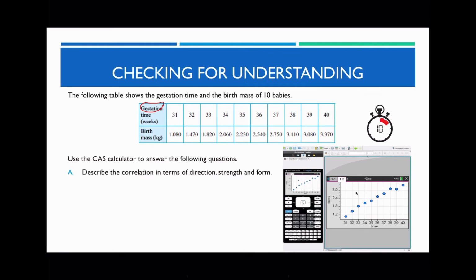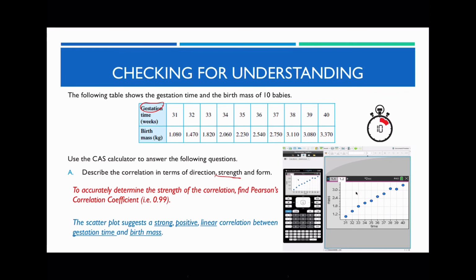As we can see, this has a positive correlation. We could also say this is linear as well. And to accurately determine what the strength is going to be, remember I said we need to calculate Pearson's correlation coefficient. If you do this, and I haven't actually shown this at all, your Pearson's correlation coefficient should equal 0.99, which clearly indicates that this is a highly strong correlation. So therefore, if you're using the template, your answer should be the scatter plot suggests a strong positive linear correlation between gestation time and birth mass.